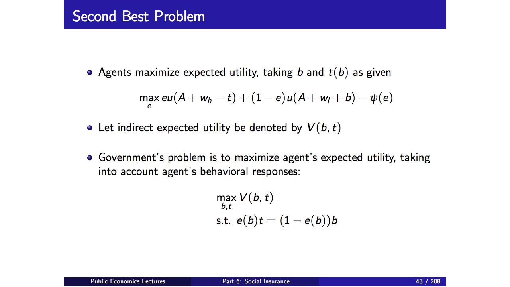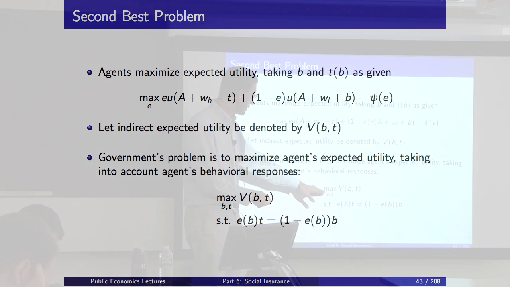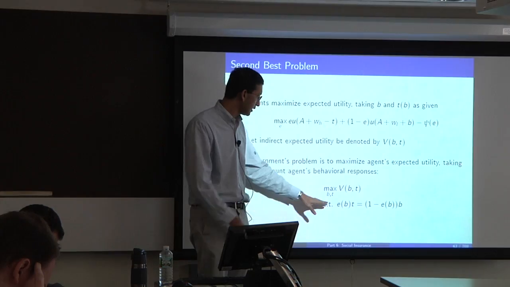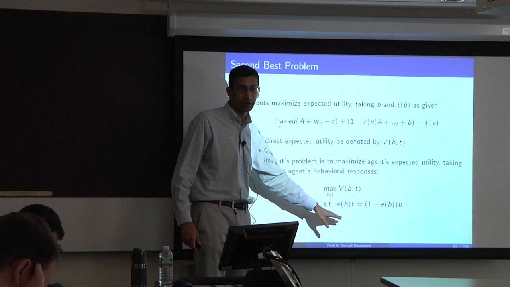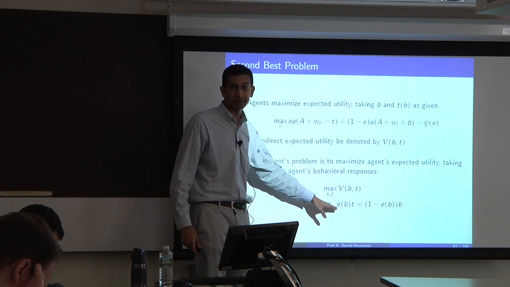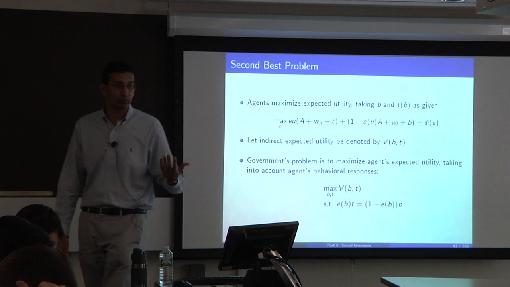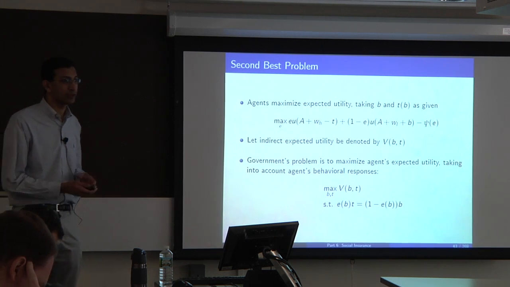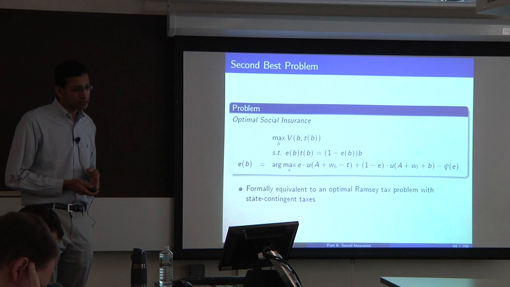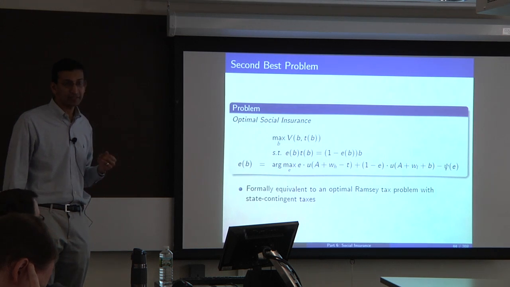And then the government's problem is to maximize the agent's expected utility, taking into account the fact that his behavior is going to respond to the system. So as the planner, what we're trying to do is choose B and T to maximize V of B, T subject to our balanced budget constraint, right? That the expected revenue has to equal the expected cost. So we can write that more precisely as follows.